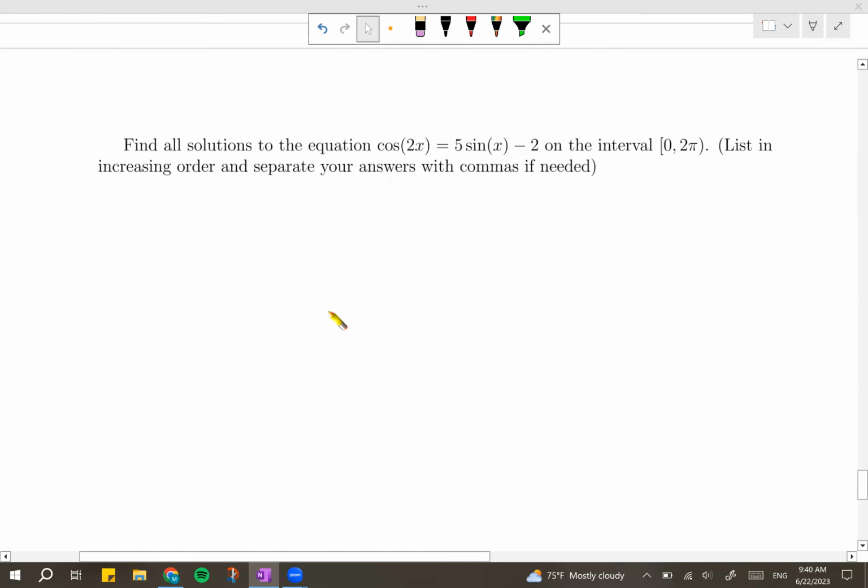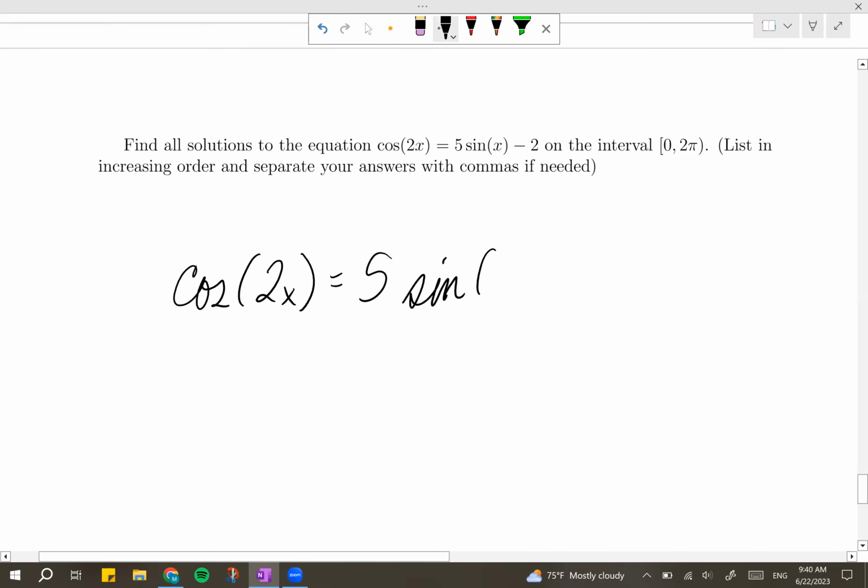Hey, so we have this problem. It wants us to find the solutions to these equations. So we have cosine of 2x equals 5 sine of x minus 2. All right. So this cosine of 2x should be raising some little red flags in my head because of this 2x right here. So I'm going to want to use my double angle formulas, which I have right here.